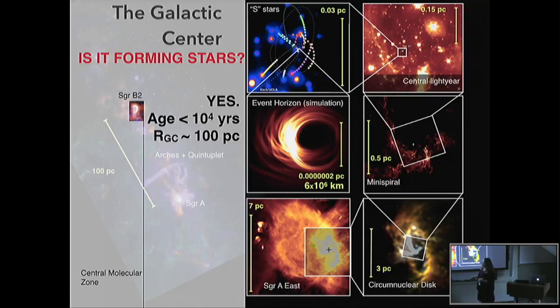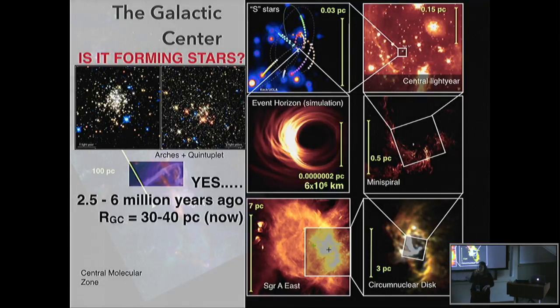So this is an example of yes, we are forming stars. You can go a little bit closer to the supermassive black hole. Now we're maybe 30 to 40 parsecs away. Now, of course, we don't know exactly where they formed. And you see clusters that formed anywhere from 3 to 6 million years ago, right? Very massive star clusters. So we see evidence of past star formation.